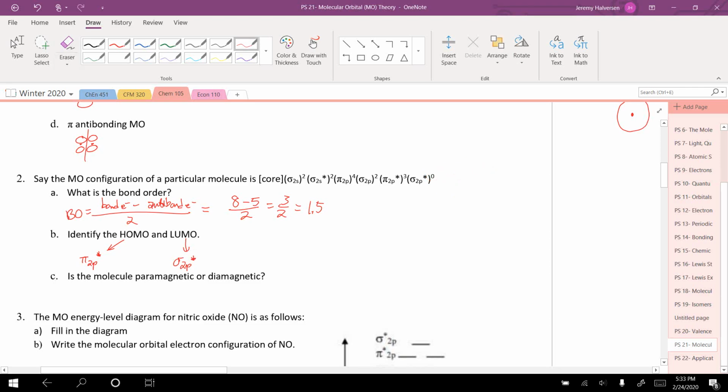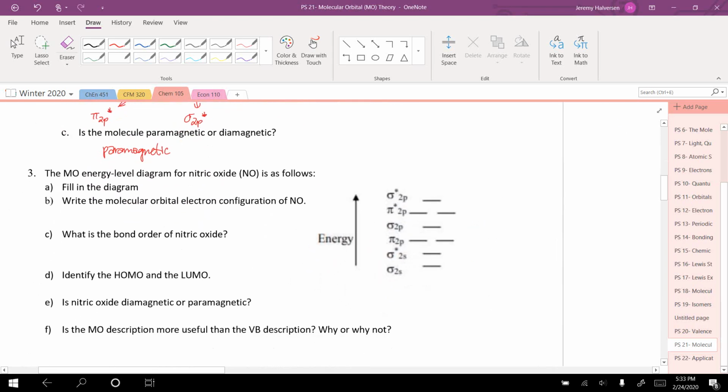Paramagnetic or diamagnetic. This means the same thing as it's meant in the past. Paramagnetic means you have lone electrons somewhere. Diamagnetic means everything is in groups of 2 electrons. Okay, well, in this case, we know there's a 3 right there, which means not all 3 of those could have a pair. So this must be paramagnetic. There must be lone electrons somewhere.